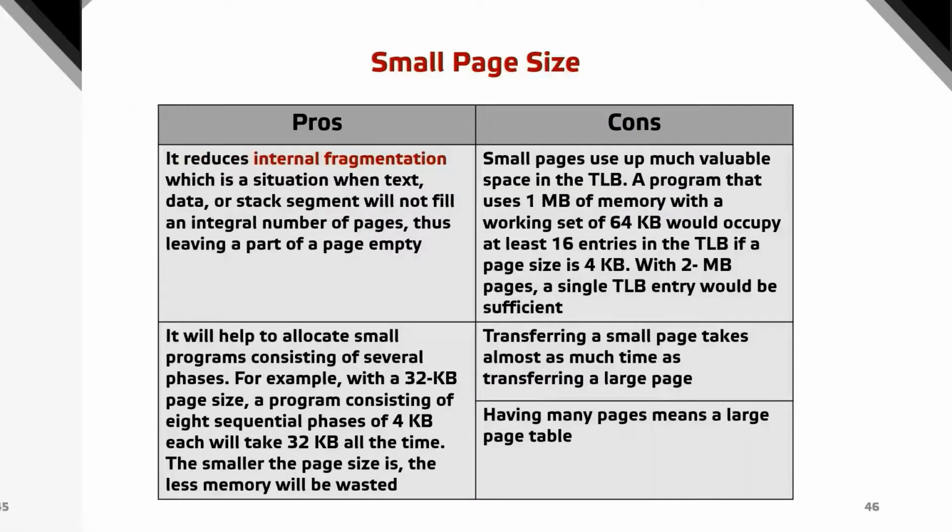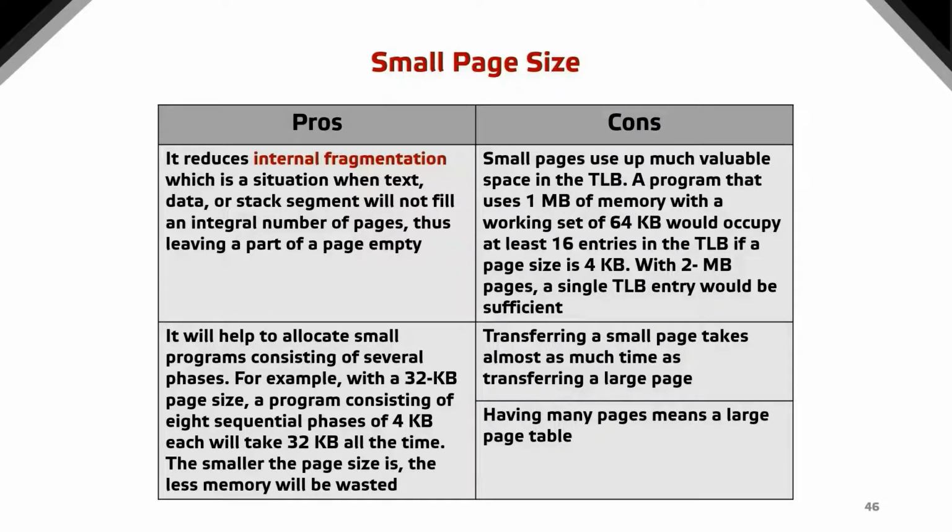To start with, two factors argue for a small page size. A randomly chosen text, data or stack segment will not fill an integral number of pages. On the average, half of a final page will be empty. The extra space in that page is wasted. This wastage is called internal fragmentation. With n segments in memory and a page size of p bytes, np divided by 2 bytes will be wasted on internal fragmentation. This reasoning argues for a small page size.